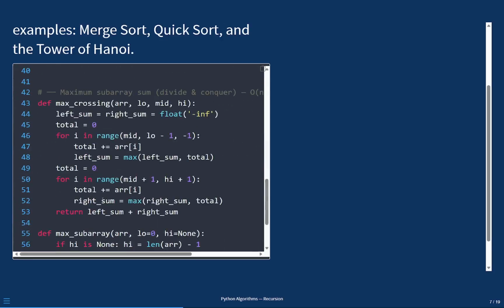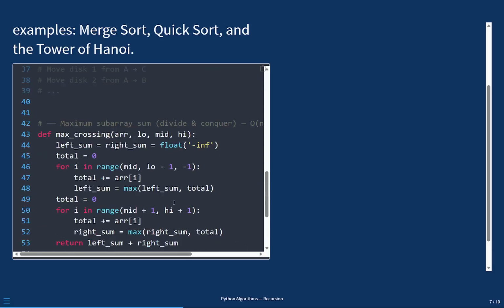For 3 disks, 7 moves. For 64 disks, over 18 quintillion. This is provably optimal. You cannot do it with fewer moves.